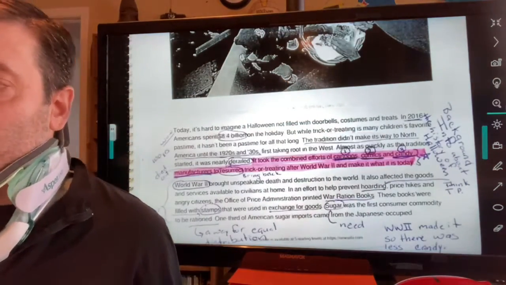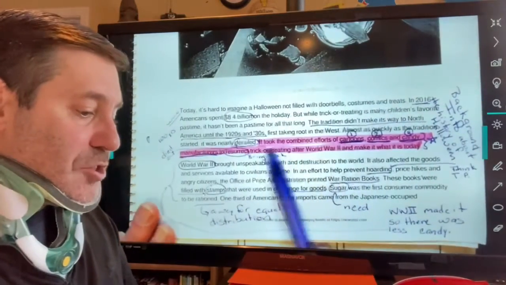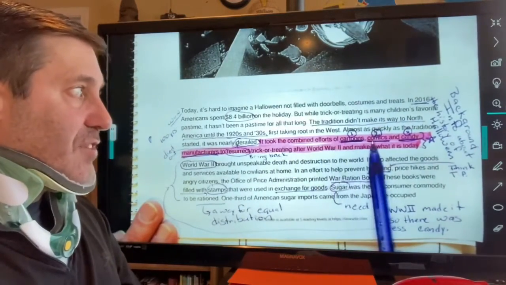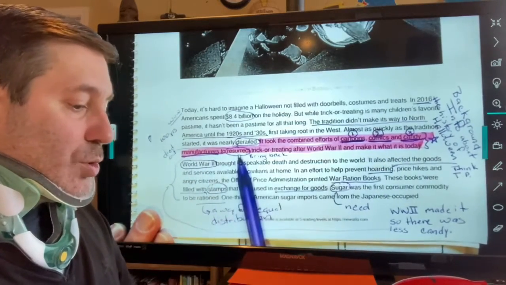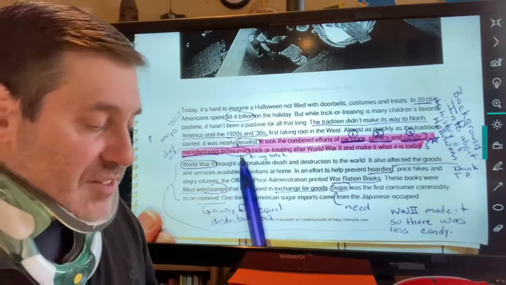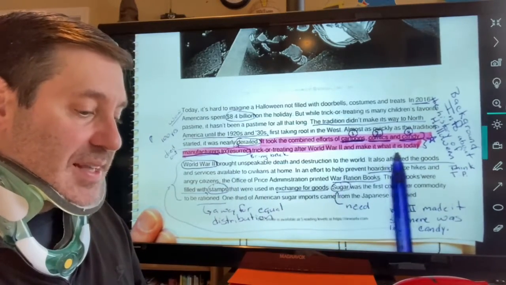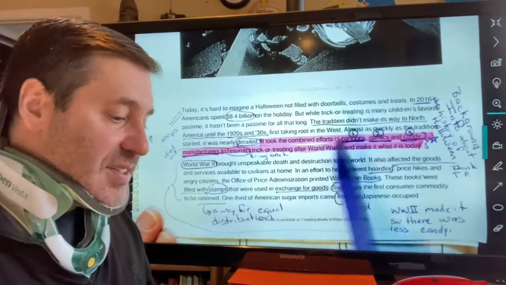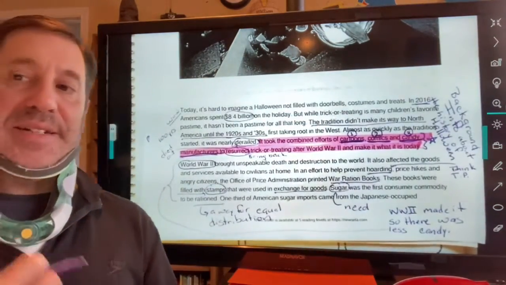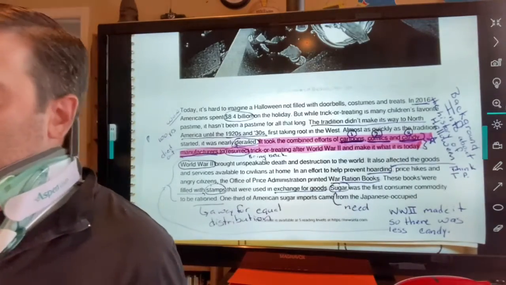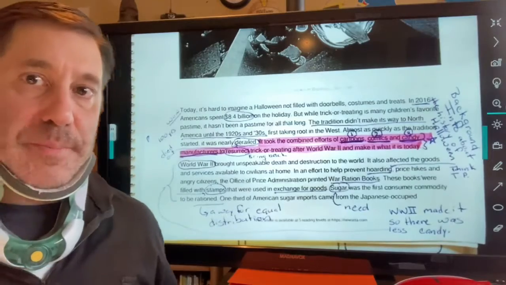Okay? And this is what we highlighted for the main idea. The main idea was that it took the combined efforts of cartoons, comics, and candy manufacturers to resurrect, or bring back from the dead, trick-or-treating after World War II and make it what it is today. This is our topic sentence. This is the sentence that we need to take and put into our own words so that we can make it into the main idea.